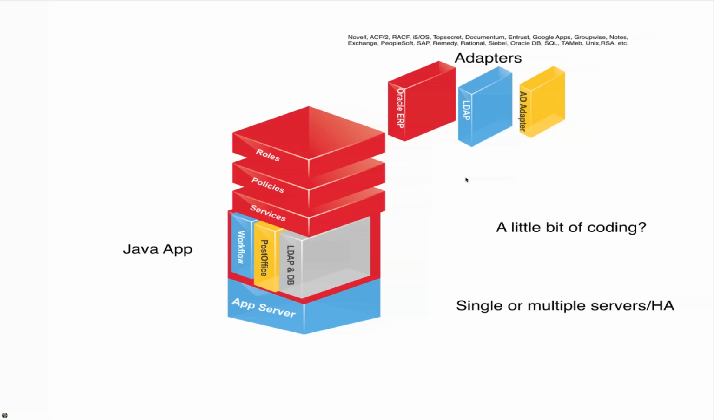What is IBM Tivoli Identity Manager? Well, it's a Java app that runs on an app server. Actually, the installer installs all the app server middleware as well as the LDAP and the database I use for logging, that I'll come and talk a little bit more about in a minute. It can run on a single or multiple servers.